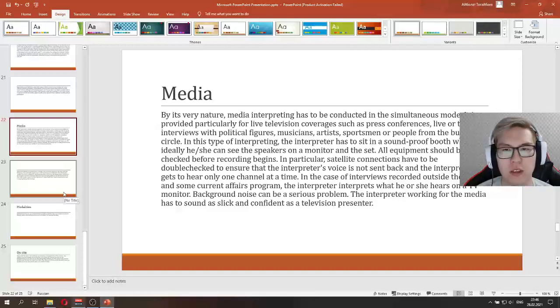All equipment should be checked before recording begins. In particular, satellite connections have to be double-checked to ensure that the interpreter's voice is not sent back and the interpreter gets to hear only one channel at a time. In the case of interviews recorded outside of the studio and some current affairs programs, the interpreter interprets what he or she hears on a TV monitor. Background noise can be a serious problem. The interpreter working for the media has to sound as slick and confident as a television presenter.